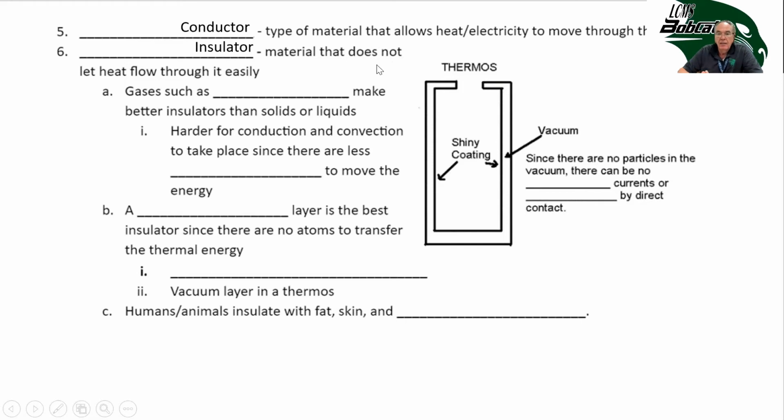An insulator is a material that does not allow the heat to flow. Generally, in things where the particles are farther apart, they have a harder time transferring the energy from one particle to another.